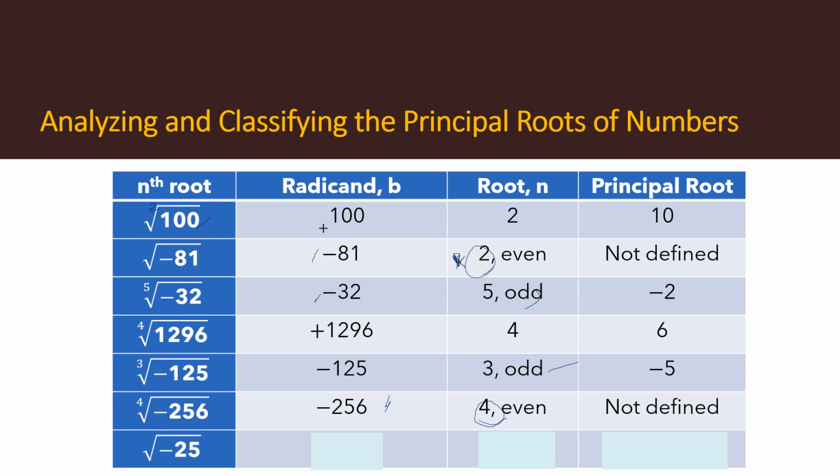Last, we have negative square root of negative 25. All right, so we have negative 25 as the radicand, and we have 2 as the root. 2 is an even number, and we have a negative radicand, so it is also not defined because that is not possible.